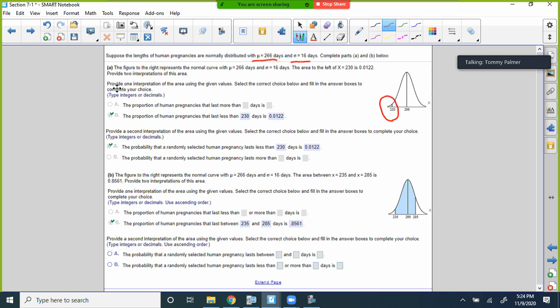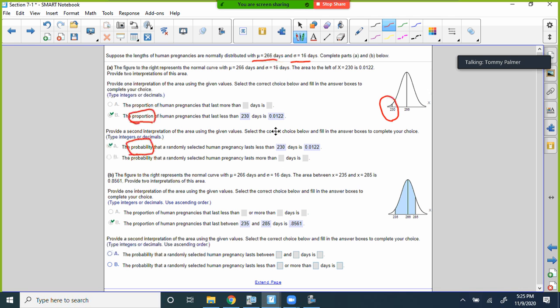So, I want to draw your attention to this. Do you see these keywords that I just underlined right here? Proportion and what? Probability. They're going to ask you one time with the word proportion, then they'll ask you again right after it with the word probability. I want you to understand that those are the same, right?